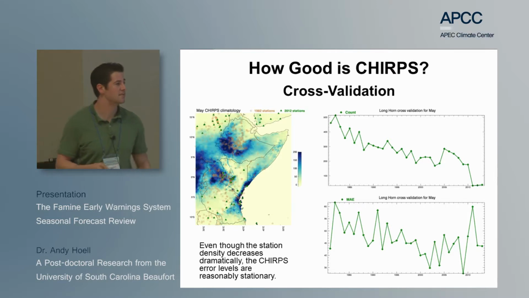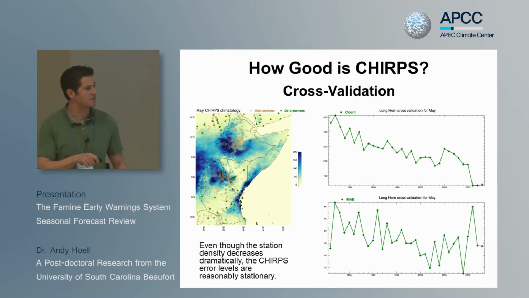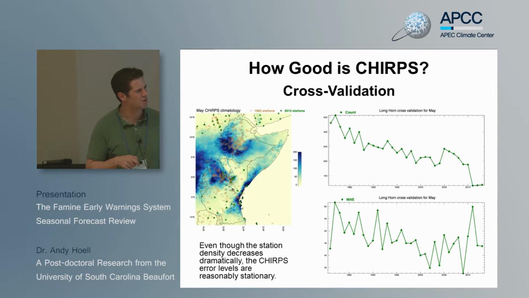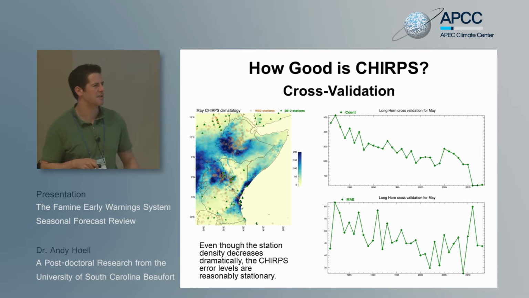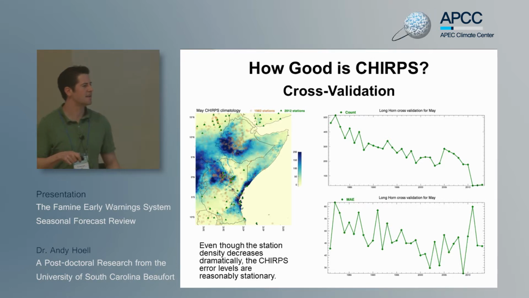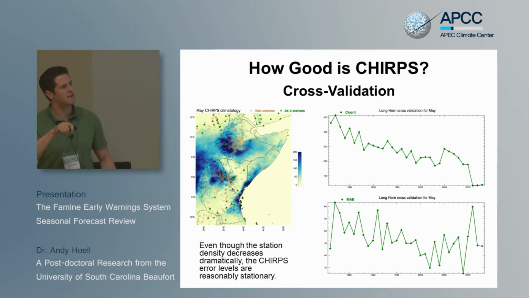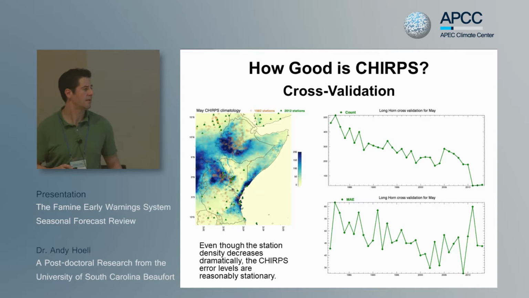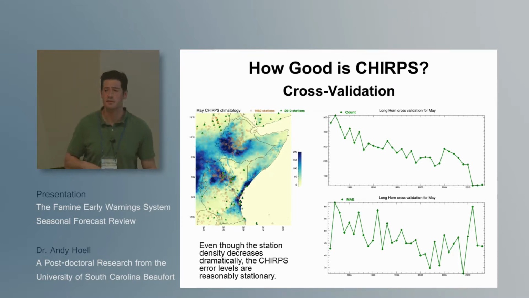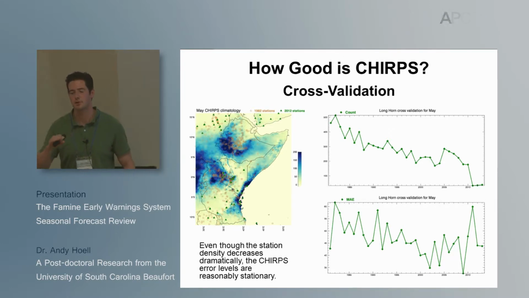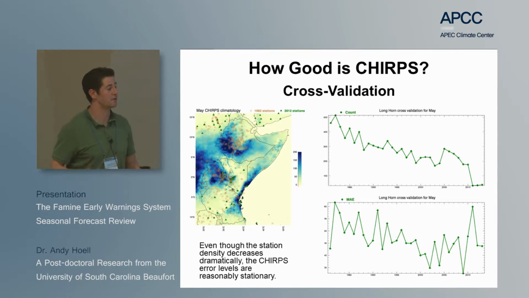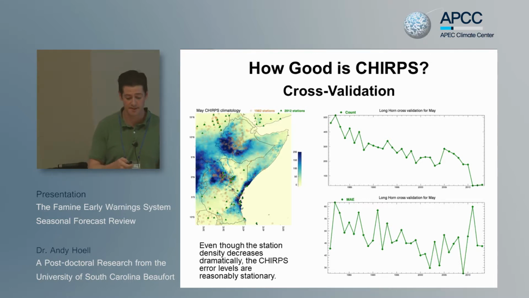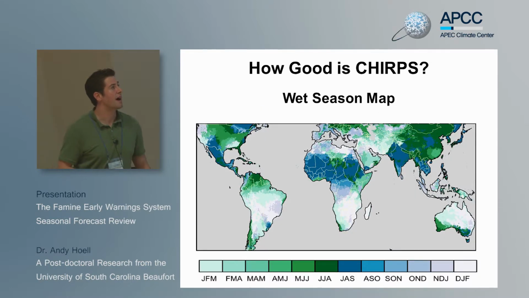It's quite impressive. This bottom plot here is the Long Rains, this should be the Eastern Horn, cross-validation for May. And you can see that even though the number of stations has decreased quite a bit over the Greater Horn, the error levels are reasonably constant in time for CHIRPS. So we're encouraged by that. It's very nice. So how good is CHIRPS?